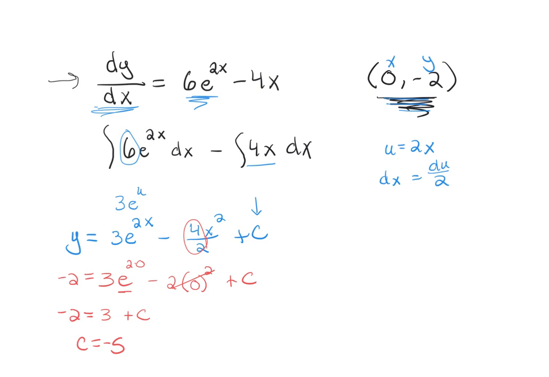So all I have to do now is go back here and substitute in my c. So y equals 3e^(2x) minus, simplify that, 2x squared minus 5.